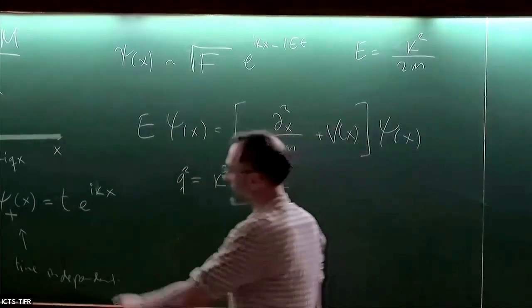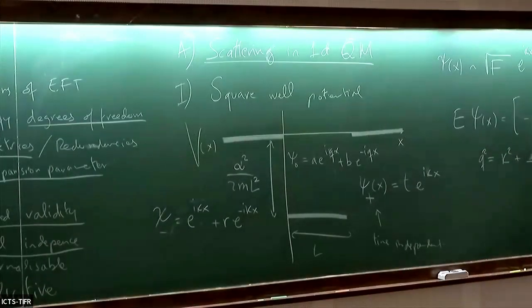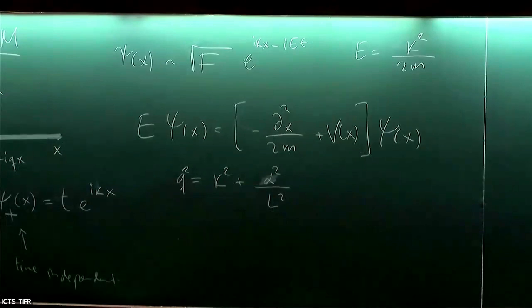Another typo, there's an L squared in here, so that you do indeed get that L squared when you solve for it. Good, I should correct that in my notes.